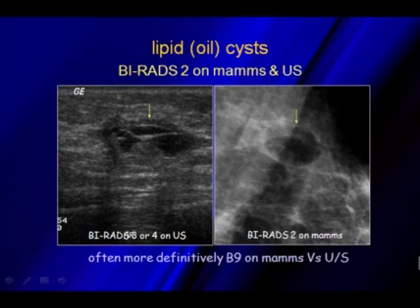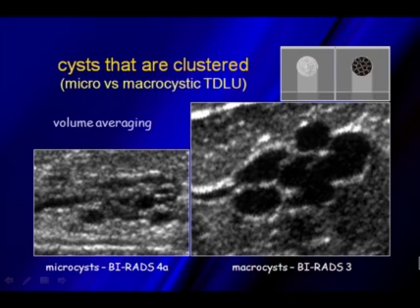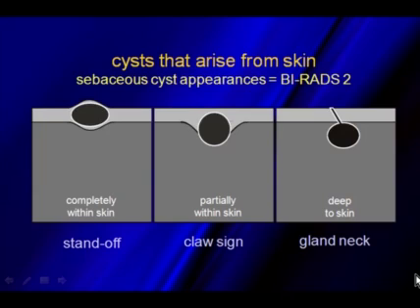They are much more benign appearing mammographically than they are sonographically. Microcysts, or cysts that are clustered, you can have microcysts or macrocysts, and with the volume averaging that we get on a lot of these microcysts, many of them we will classify as a BI-RADS 4A, so it doesn't have a 2% chance or less of being considered a BI-RADS 3. When we have more of the macrocysts, we feel much more comfortable calling these a BI-RADS 3, which is a probably benign classification.